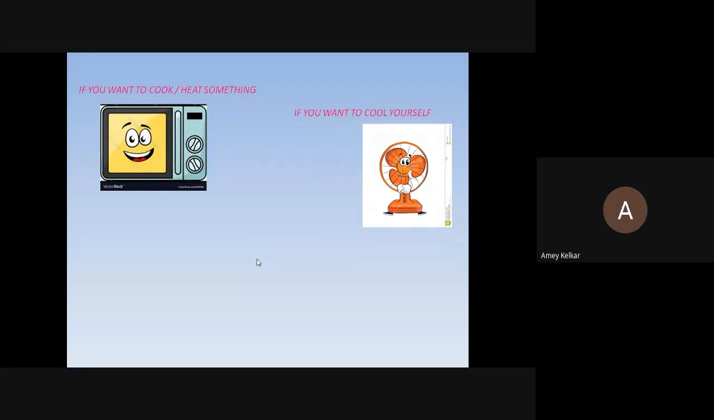Fan. Again, see, a simple mechanical machine converting electrical energy into wind. It is not producing wind. It is just changing the direction of the wind. Such a simple device. Again, designed by an engineer, which is adding to your comfort.